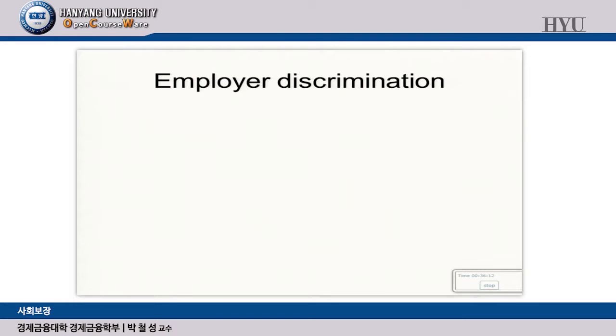Okay? So then actually taste discrimination can happen in many areas. First thing we can think of, employer is discriminating. Actually, there may be a discrimination by employees or even by customers. Okay. First, let's look at the employer discrimination.